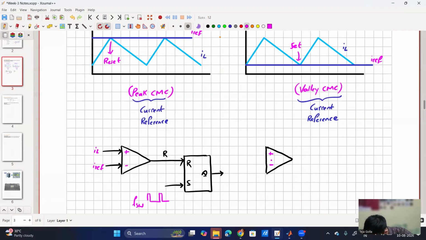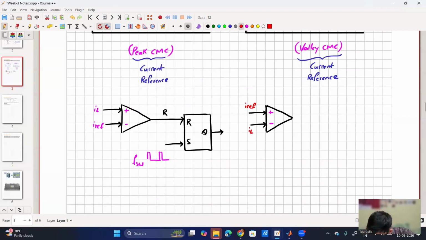Whenever IL is going down, so this will be I reference and this will be IL because it is valley current mode control. So that's why the change. Whenever IL is going below I reference, then the set pulse will be generated. So this is the set pulse, and then the reset pulse is coming from the switching frequency.